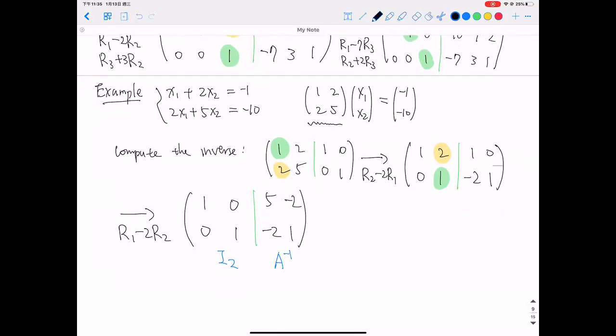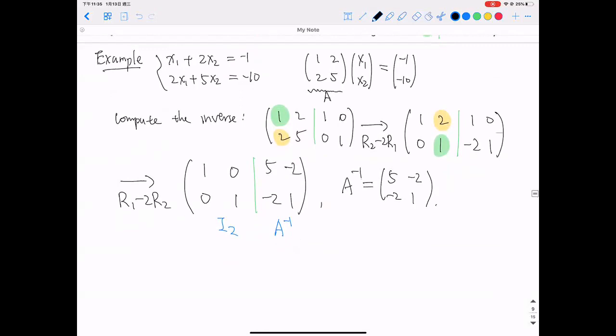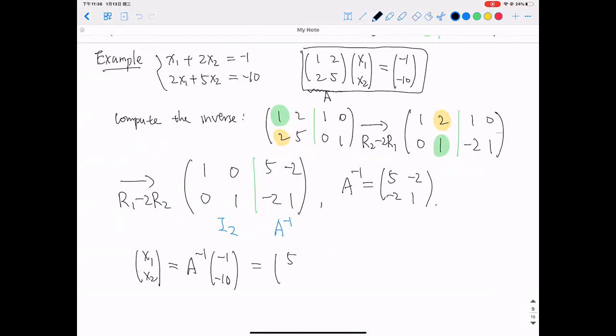Or rather, say, call this A. Okay, so A inverse is 5, minus 2, minus 2, 1. And once we have this, we can proceed to solve the linear system in the manner we've discussed before. That is, the system here has its solution, x1, x2, given by A inverse times the vector minus 1, minus 10, which is that.